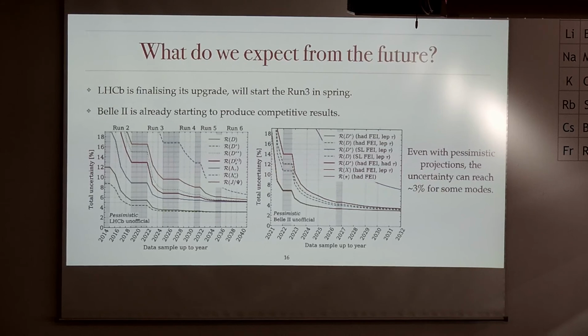Okay, from the experimental point of view, what can we expect from the future? LHCb is finalizing the upgrade that will start running this spring, and Belle 2, which is the upgrade of Belle, is already starting to produce competitive results. Here we can try to predict the future and be very pessimistic about the capabilities of the new detectors. You see, as a function of the year, the uncertainty on these measurements. These are the things that we have done so far, so we can extrapolate here. Even pessimistically, we can reach 3% uncertainty for some models.